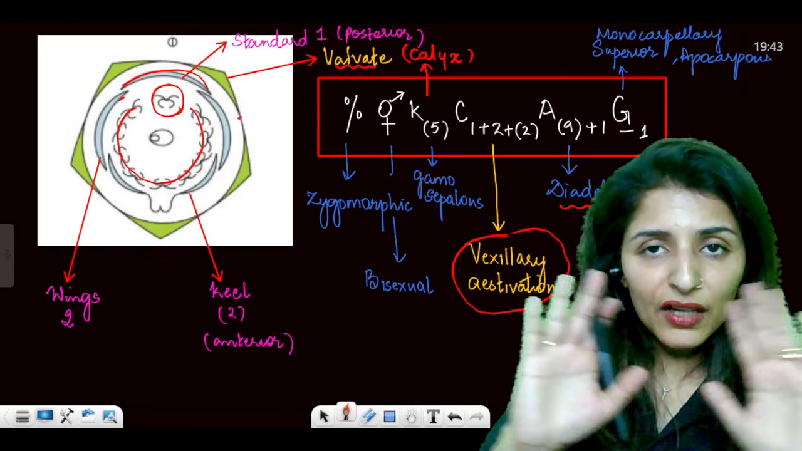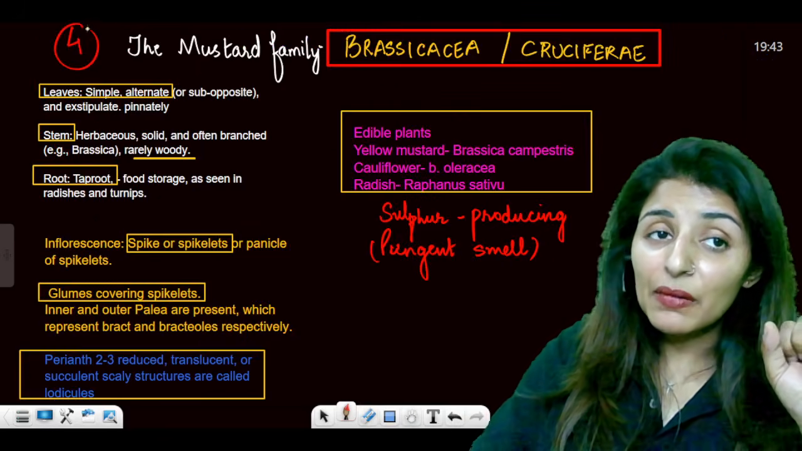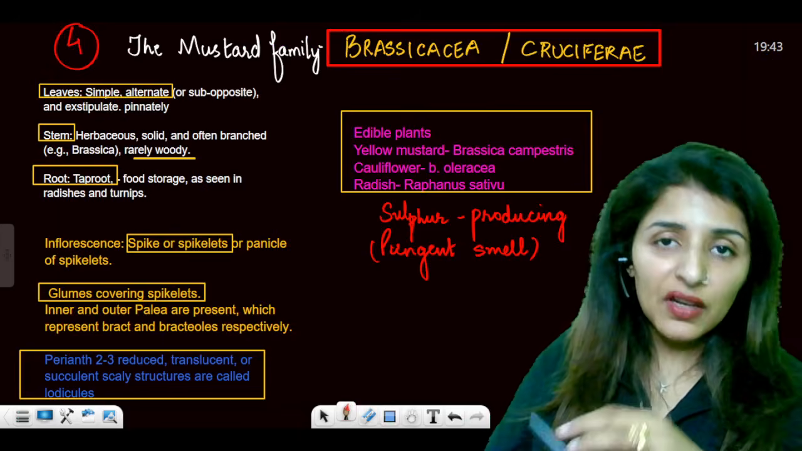5 floral formulae and your families are done. Is it clear? So with this, we move on to the fourth family, which is the mustard family, the Brassicaceae family or the Cruciferae family.